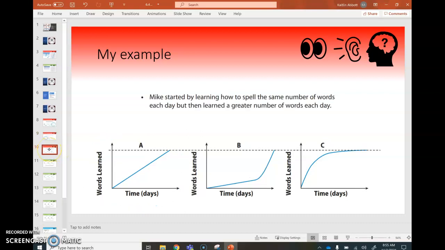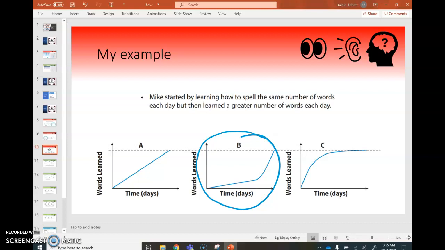And then last but not least, we got Mike. Started by learning how to spell the same number of words each day, but then learned a greater number of words each day. So that looks like this one starts off slow and then gets more and more towards the end of each day. So this is Mike.